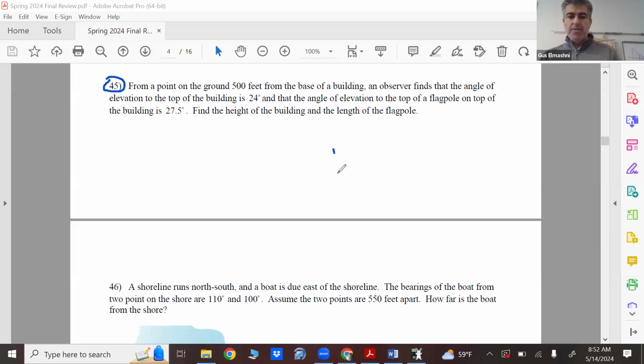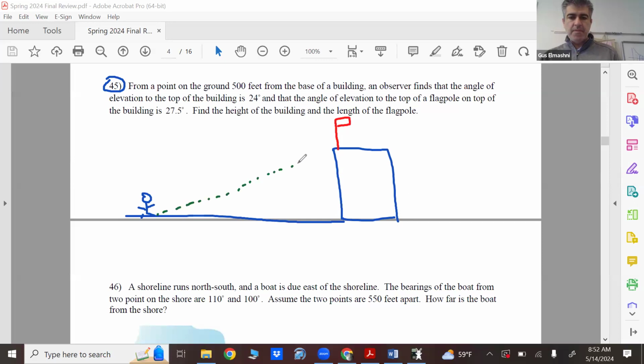Okay. So here's the building. Here's the ground. Here's the observer, a little stick figure. Here's the flagpole. So what's this angle right here, guys? What would that be? Good.